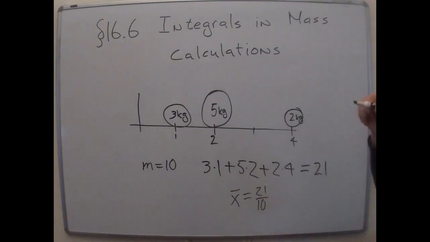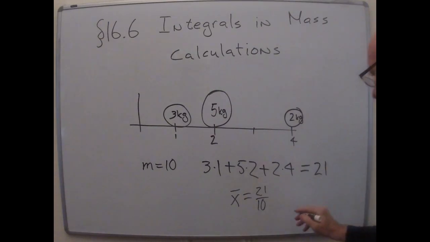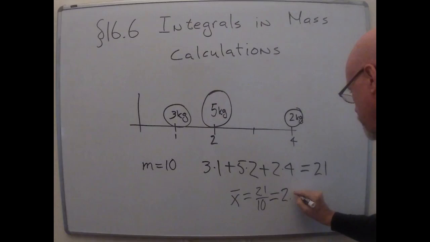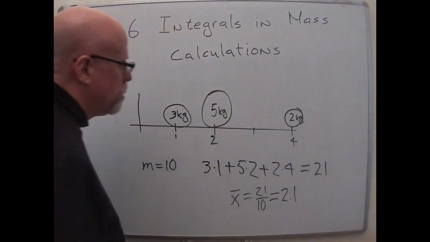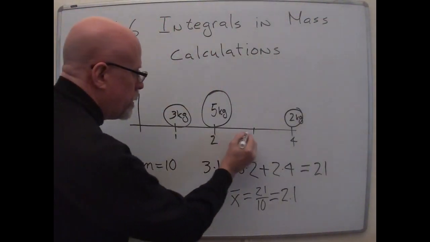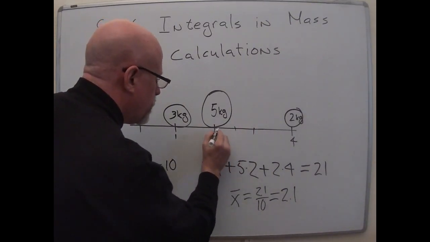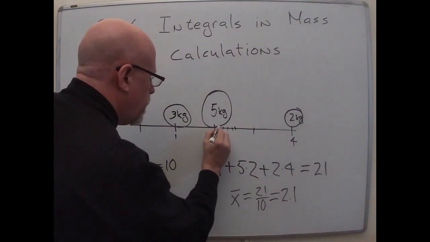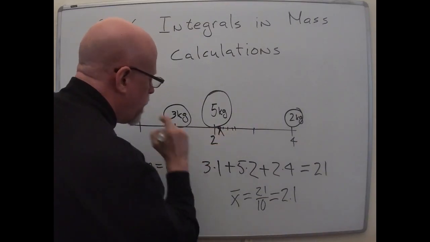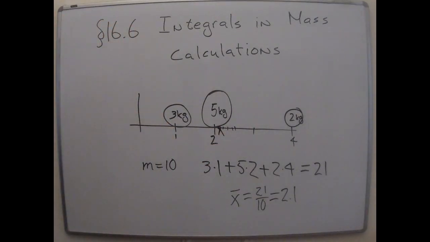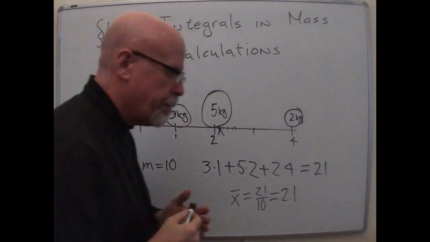Or what is that? 2.1. So this thing would balance, if we split the region between 2 and 3, try to find, yeah, that's the spot. It would balance right there. A tenth of a unit away from number 2. Almost, but not quite, dead under the 5 kilogram mass. All right.